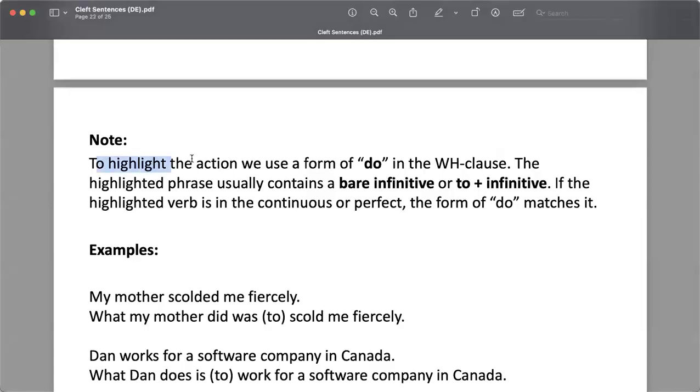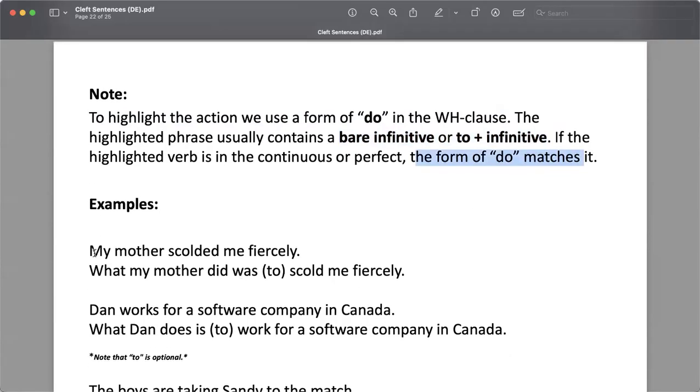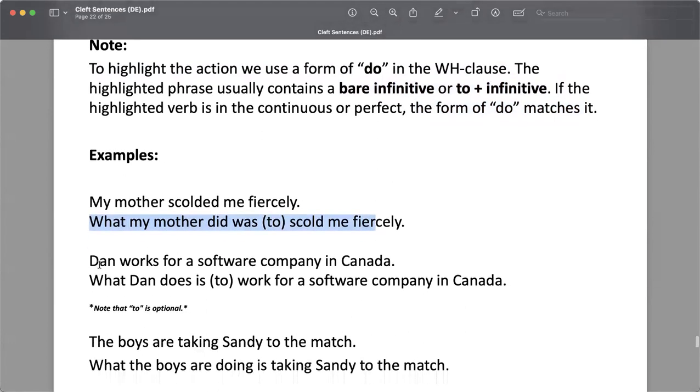In the highlighted action, we use a form of do in the WH clause. The highlighted phrases usually contain a bare infinitive or a to-infinitive. You know about those infinitive verbs. If the highlighted verb is in the continuous or perfect, the form of do matches it. "My mother scolded me fiercely." So, what my mother did was to scold me fiercely. "Dan works for a software company in Canada." What Dan does is work for a software company in Canada.